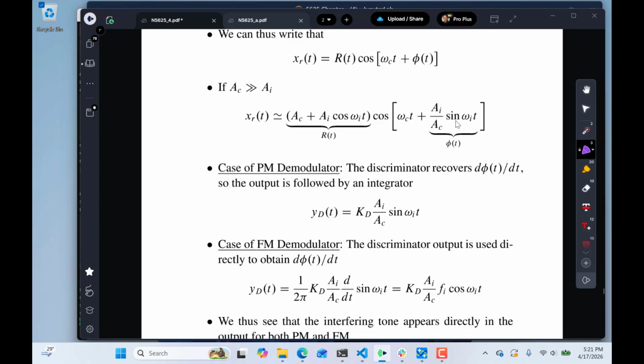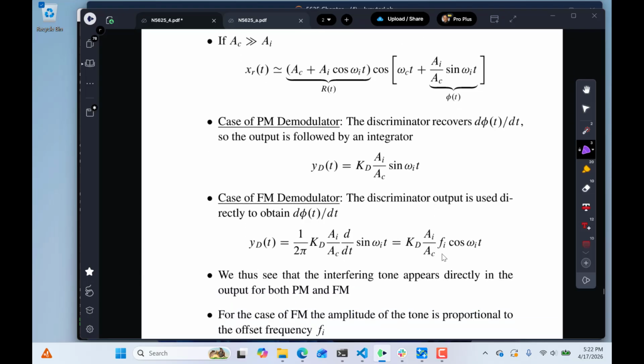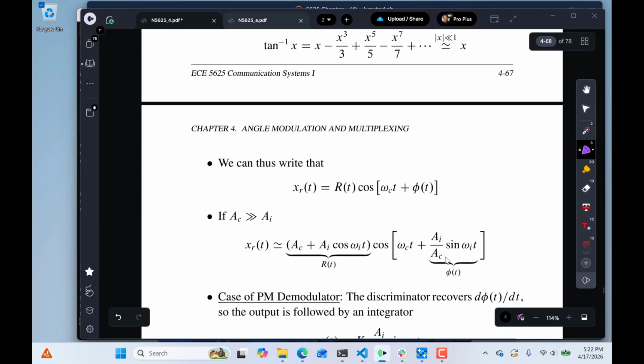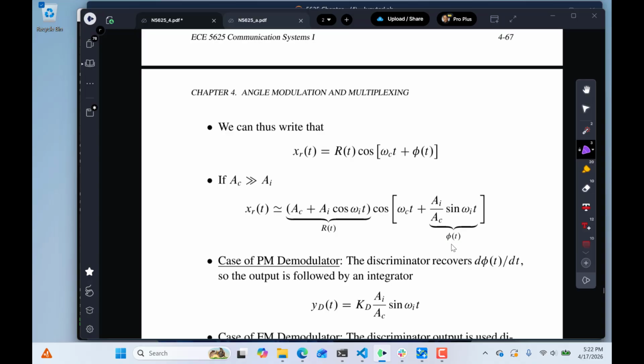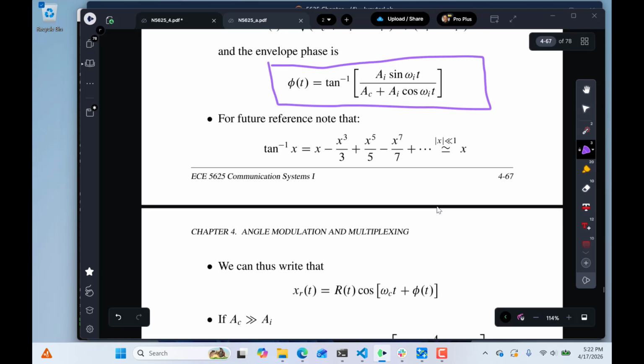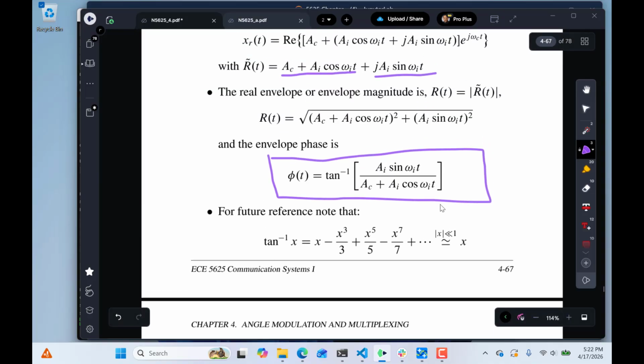The discriminator is going to go after the interference term. So in this case, what's going to happen is we will get our hands on the derivative of phi, and then we'd follow that with an integrator to go back to the phase domain. In the case of the FM, we get just the signal directly. And I confused myself a little bit, because what we're doing here, we're interested in this term here, and the reason why we're interested in it is because we're doing this expansion and we're not modulating the carrier.